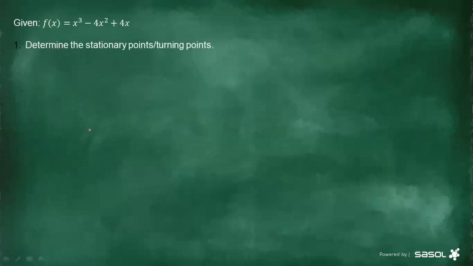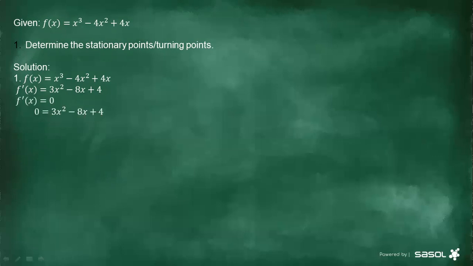We're still having the same question. We just have to have a new question. Now we have to determine the stationary points of this. Let's see how we determine the stationary point. We first have to derive, and then the derivative is 3x squared minus 8x plus 4. Then equate it to 0. It's very important, equate to 0 there.